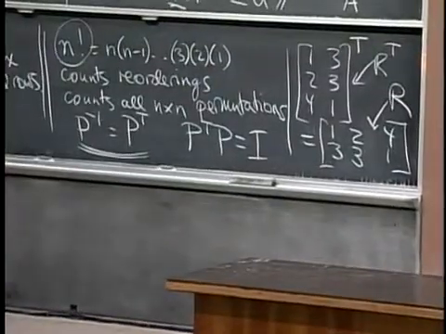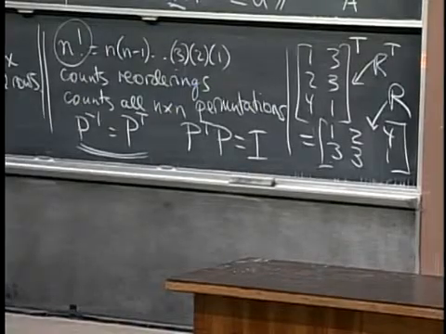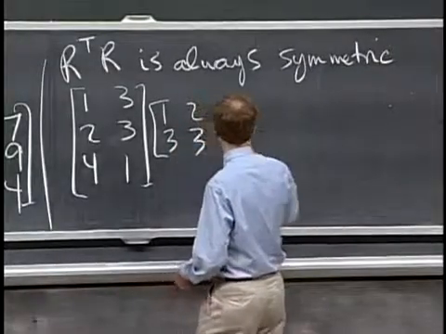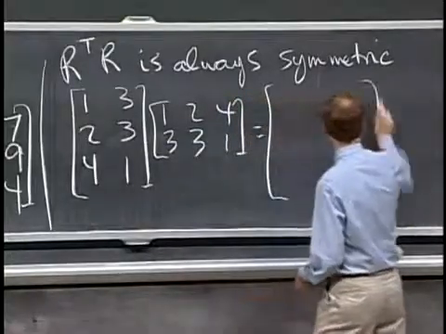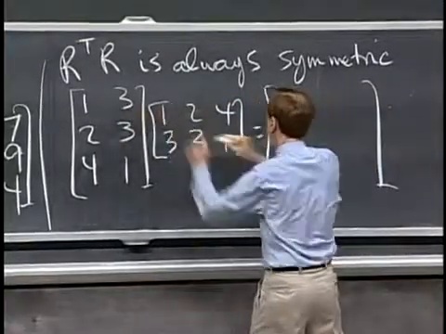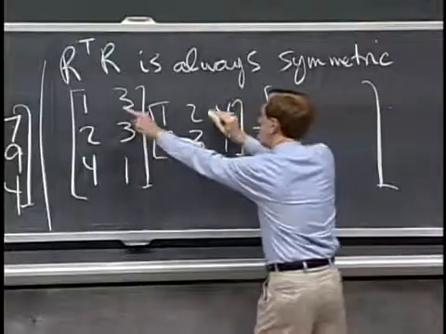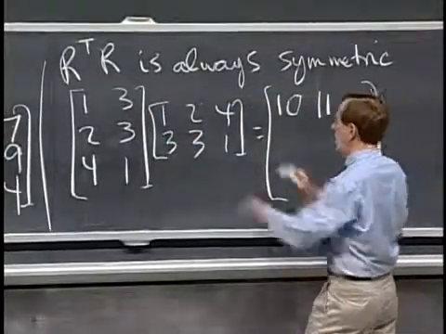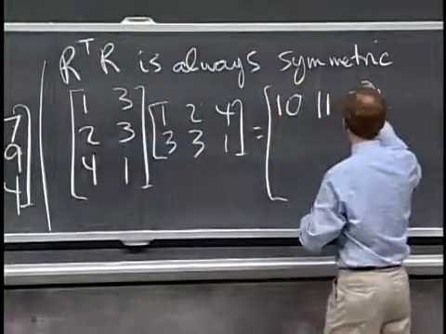I called that one R transpose, didn't I? And I called this guy [[1,2],[4,3],[3,1]]. I called that R. Should we just do that multiplication? Okay, so up here I'm getting a 10. Next to it I'm getting 2 and 9, an 11. Next to that I'm getting 4 and 3, a 7.